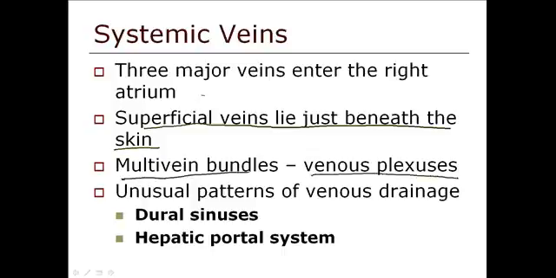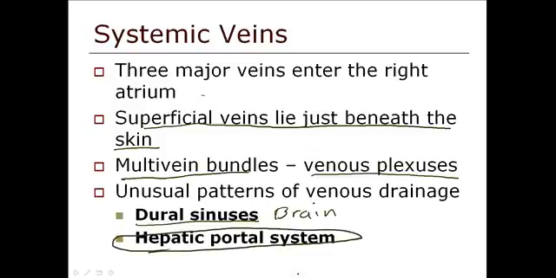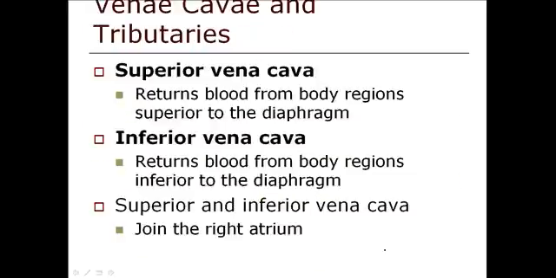We have multi-vein bundles. Those are venous plexuses. We have unusual patterns of venous drainage. We have dural sinuses. Those are in the brain. And we have this hepatic portal system. And a portal system is simply where one vein will go through a capillary system and go into another vein in a capillary system. That's what a portal system is. And we have one in the hepatic portal system, that's your liver, and then we have another one in the pituitary.